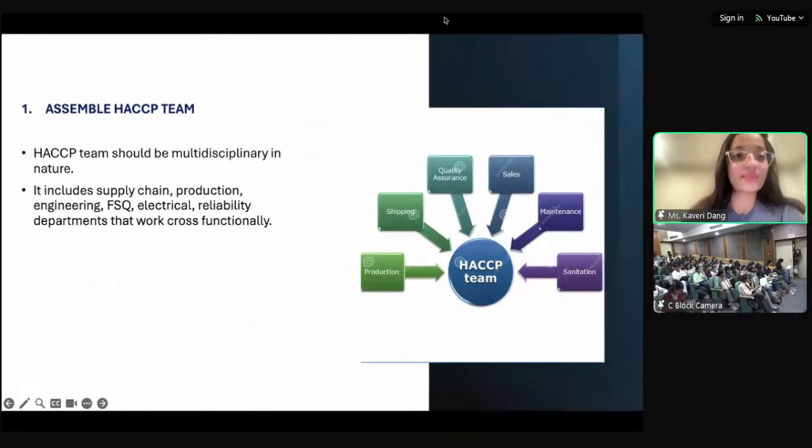Now I've just explained in brief all the steps. So the first one, as I said, was assembling the HACCP team. The HACCP team would have production, shipping, quality assurance, which is food safety and quality, sales, maintenance, sanitation, even supply chain. So all these departments need to be working together to make an HACCP team.